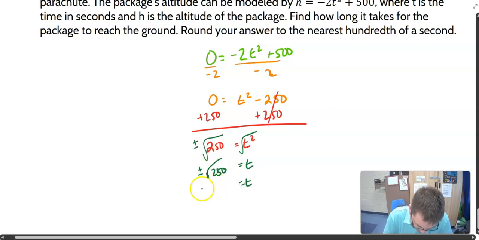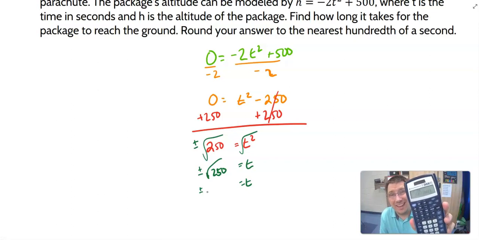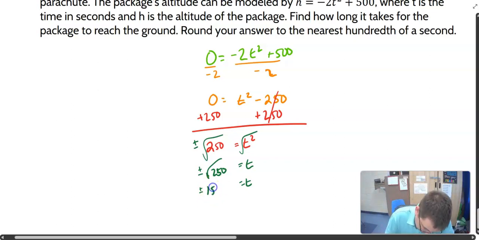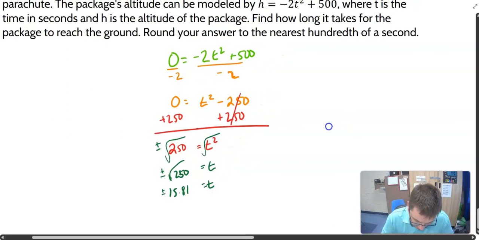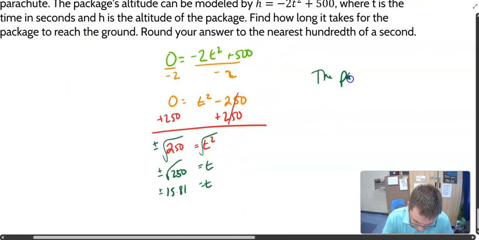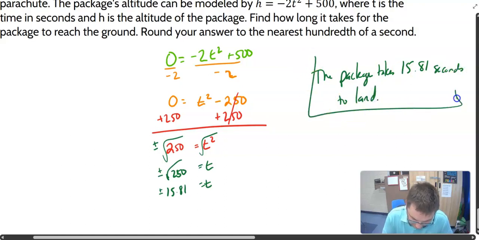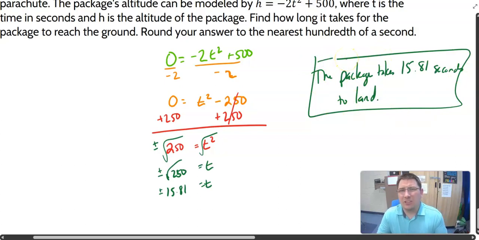And when we take that square root of 250 in our calculator, we get 15.81. Again, we're dealing with an item that is being dropped. Our time cannot be negative, so we're going to ignore the negative answer. And our only answer is that the package takes 15.81 seconds to land. And so again, just make sure that you are paying attention to what we're plugging in to these problems.